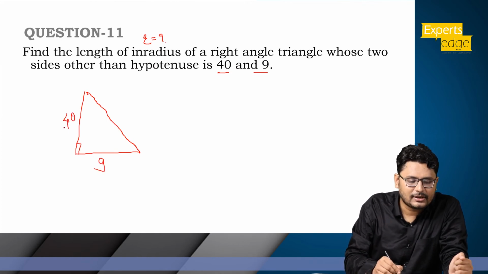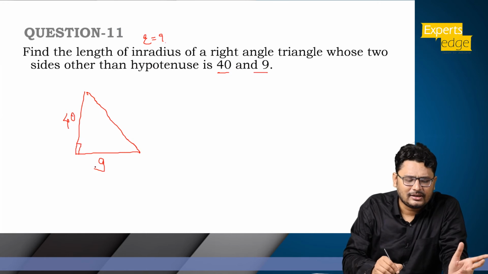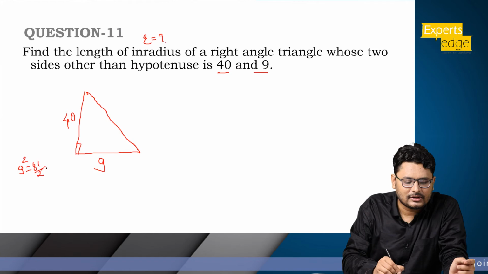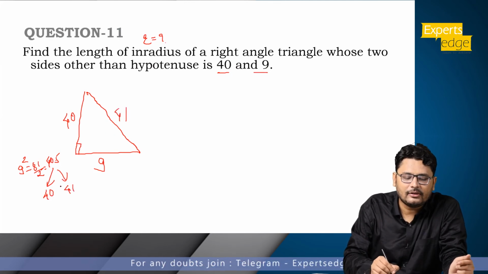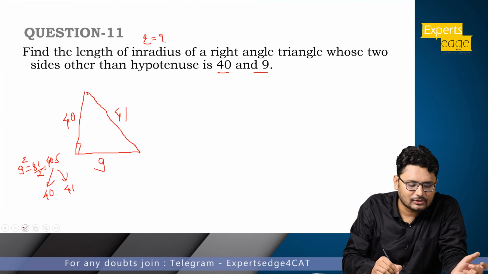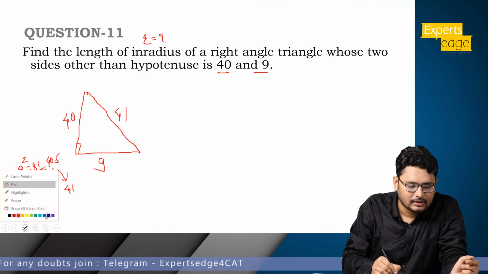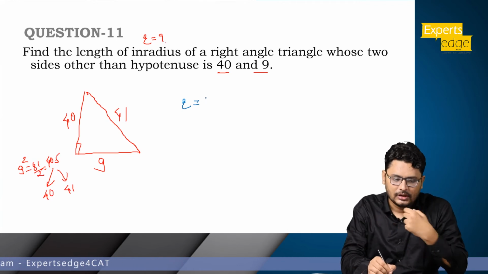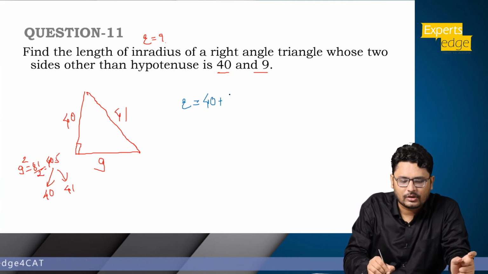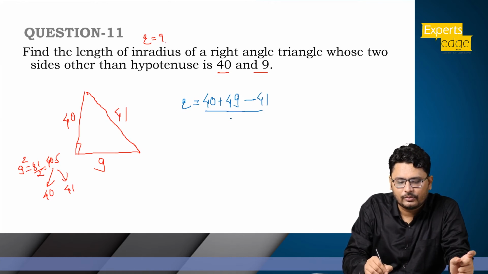Hope you remember the triplet, हमने triplet का class किया था, right? 9 का triplet क्या होता है? 9 का square करो 81, 81 का half करो that is 40.5, 40.5 के आगे पीछे के integers, तो that is 40 and 41. So this should be 41. Now what is asking? Inradius. तो ये तो simple सा है, कैसे करना है. Inradius का formula था दो छोटी side add करो, so that is nothing but 40 plus 9, बड़ी side subtract करो, that is 41, by 2.